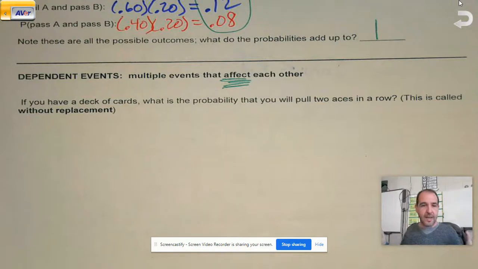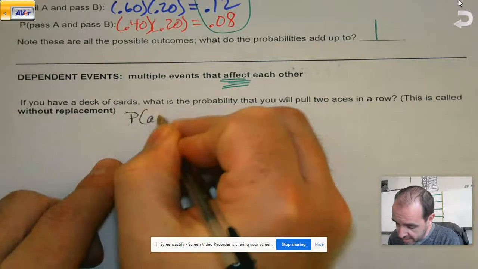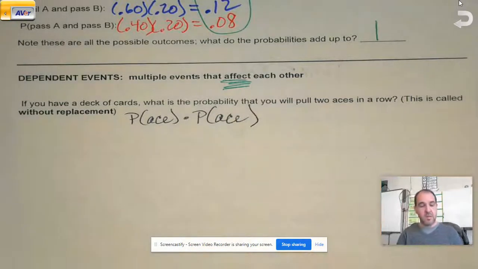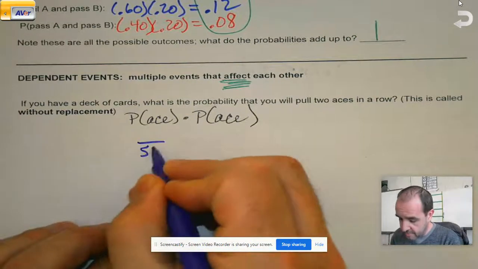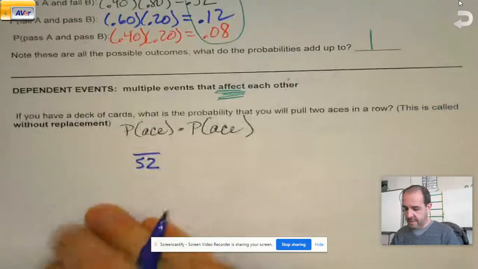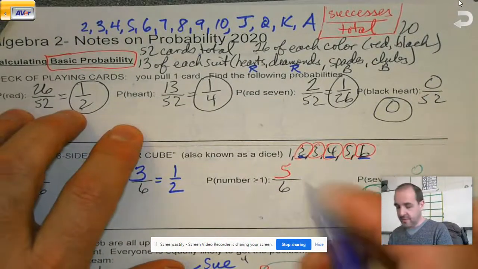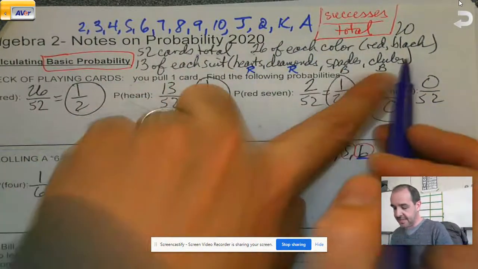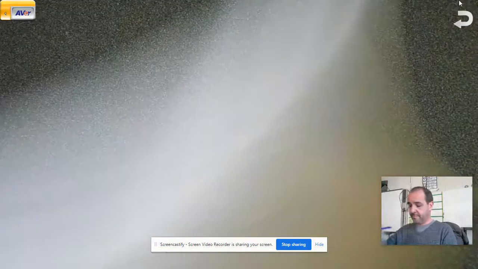So I have my 52 cards laid out, okay? And I'm going to randomly draw 2 of them, hoping to get 2 aces. So here's what we're basically doing. We're saying the probability of drawing an ace times the probability of drawing an ace. So we know how probability works now. We know there's 52 cards in a deck. Okay. How many aces are there? Well, maybe we need to go look at that for a minute. Okay. So there's 4 different suits for each one of these. So there's an ace of hearts, an ace of diamonds, an ace of spades, and an ace of clubs. So there's 4 of them.